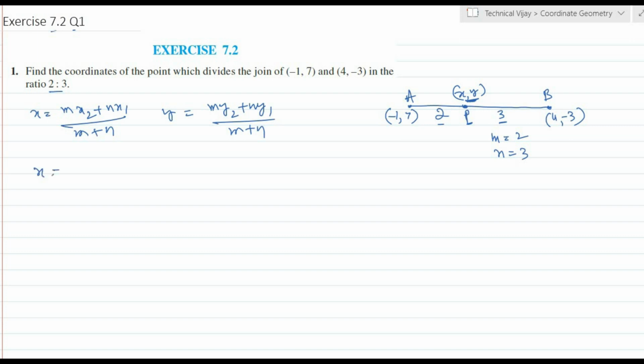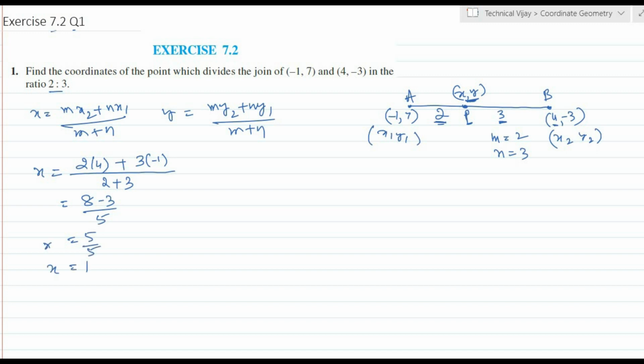So X coordinate is equal to M into X2, so 2 into X2. This is X1 Y1. This is X2 Y2. So M into X2 means 2 into 4, plus N into X1. N means 3, 3 into minus 1. M plus N, that is 2 plus 3. So this is equal to (8 minus 3) divided by 5. This is 5 divided by 5, so this is equal to 1. So X is equal to 1.